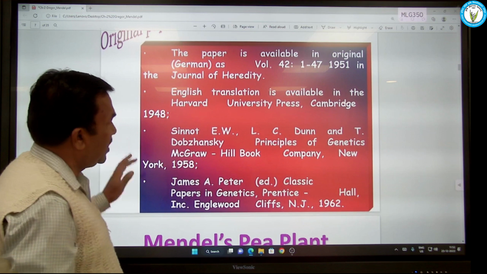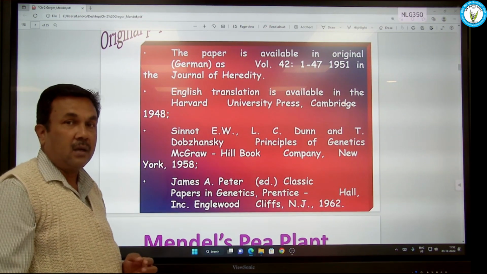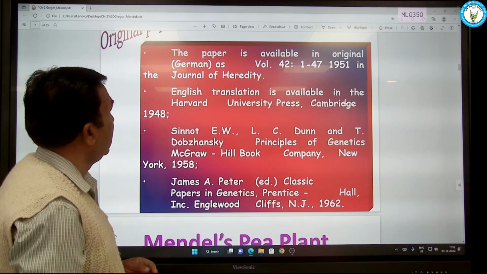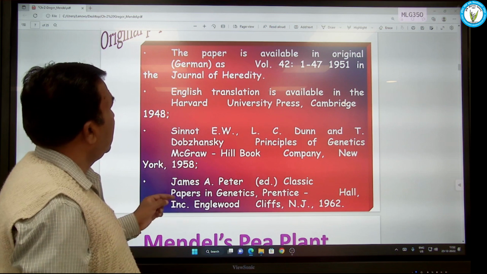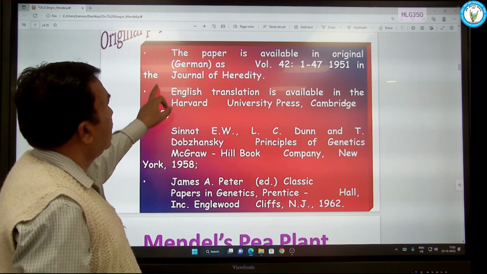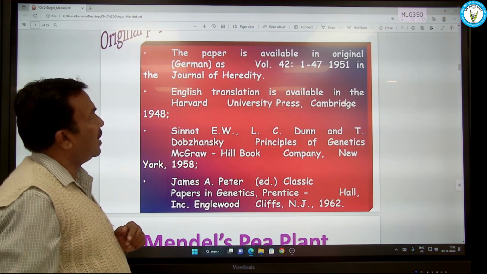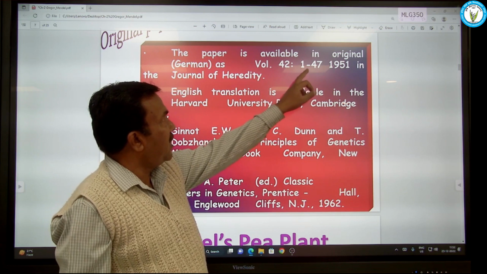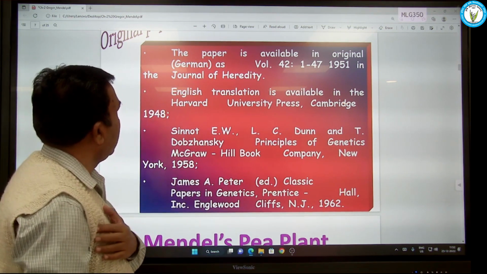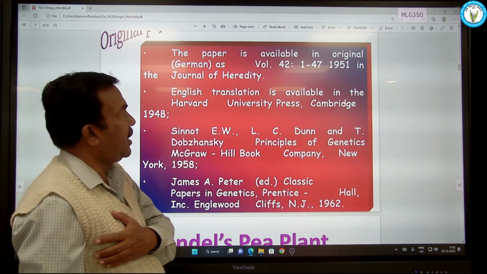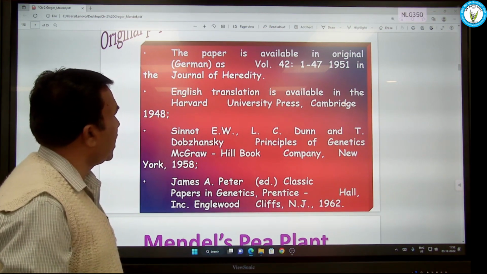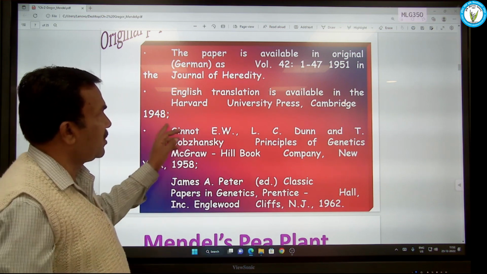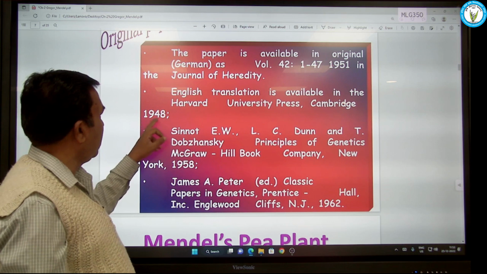Now, where these classical papers are available will be important for you. If anybody is interested, he can cite them from these places. The original paper in German is available in the Journal of Heredity, volume 42, pages 1 to 47, the 1951 issue. The English translation is also available from Harvard University Press, Cambridge, published in 1948.